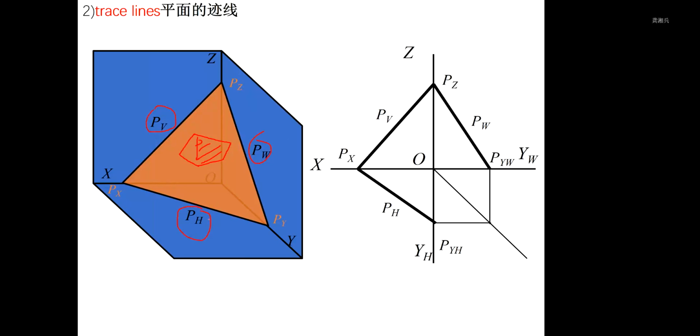This H means the tracing line with the H horizontal projection plane. And PW is the tracing line of the plane P with the W projection plane. So this is the tracing line here. We use these tracing lines to represent a plane P.